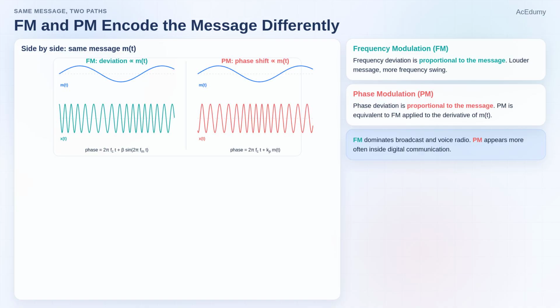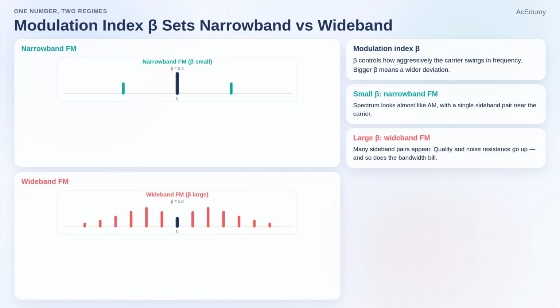digital communication. Inside FM, one number controls how aggressive the modulation is, the modulation index, written as beta. When beta is small, only a small frequency deviation is used, and the spectrum looks almost like AM with a single sideband pair. This is narrowband FM.